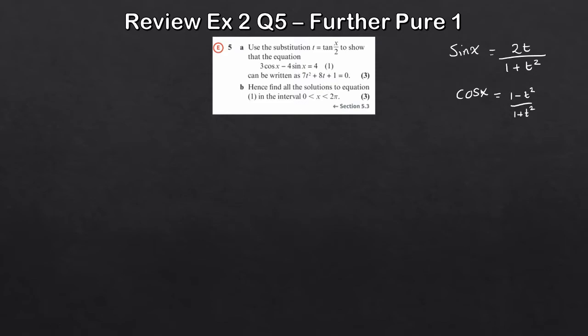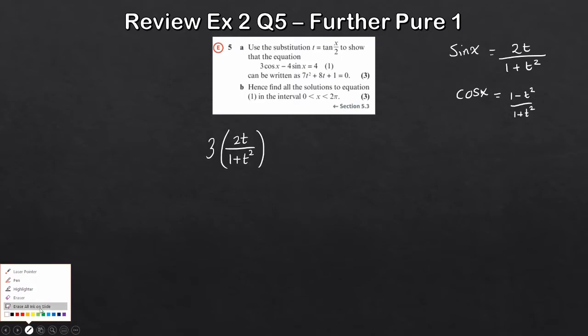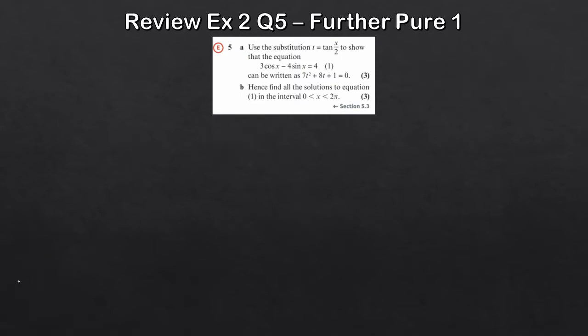Okay, so subbing our sine and cos in, that's 3 lots of 2t over 1 plus t squared minus, oh, that's terrible. Okay, so I've made a mistake already. I was hoping I wouldn't make one for this video, but ignore me there. What I did is I subbed in the wrong one. So it's 3 lots of 1 minus t squared over 1 plus t squared, minus, okay, so we'll get it right this time, 2t over 1 plus t squared. Okay, and that's equal to 4.